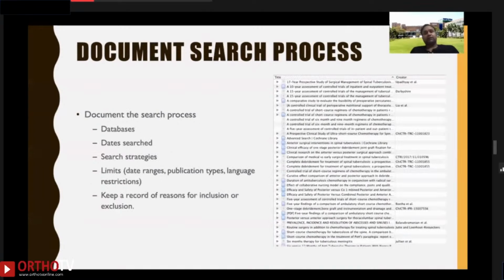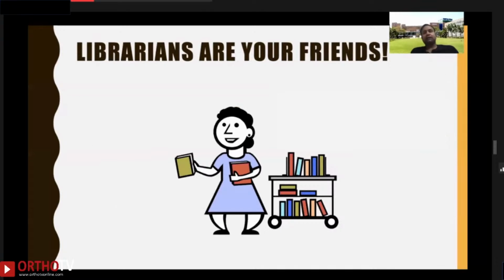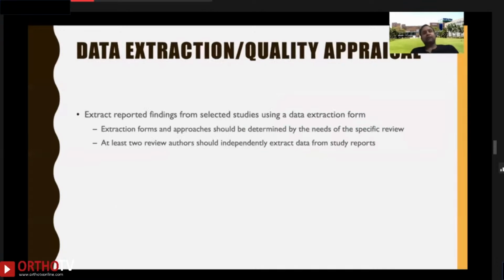Then you document your search process, that is how you are going to do the search. You describe your databases, the dates from which you have searched, and what search strategies you have used. So everything has to be recorded, and you can always take the help of your librarians for this process.